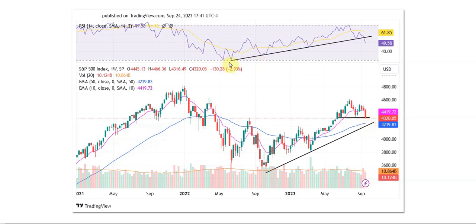Looking at the RSI, we've got a trend line going from more than a year ago, sloping upwards, and the RSI broke that. I believe it was this week or maybe last week. Where are we right now? 49.58. It just broke below 50. So again, not looking good on the weekly either.